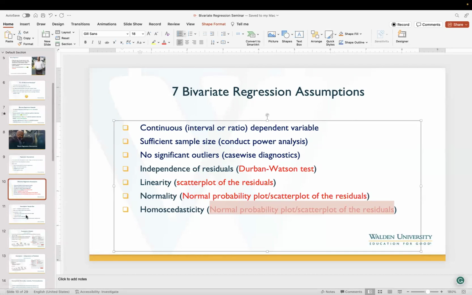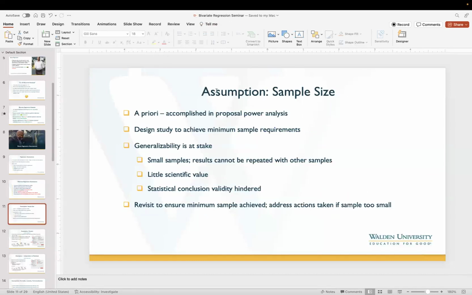Now, let's talk a little bit more about these assumptions because they're so important to understand and to address. We should never see a dissertation come through where there's not been a thorough evaluation of the assumptions regarding the test. Sample size, we said, was one of those.